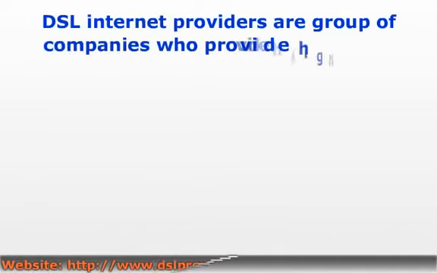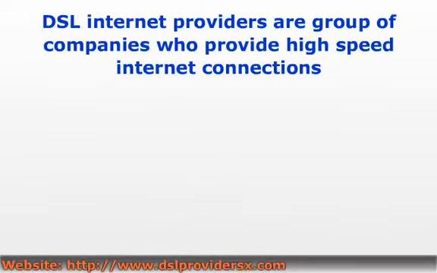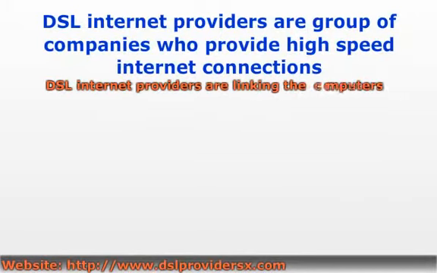DSL internet providers are a group of companies who provide high-speed internet connections to different locations. They are the ones who will set up and facilitate everything to start an internet connection, starting from the devices needed to be installed up to the wirings that will link everything. Usually, these DSL internet providers are linking the computers with the telephone lines in order to establish internet connection.